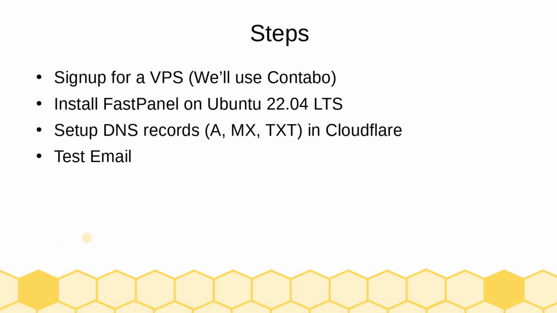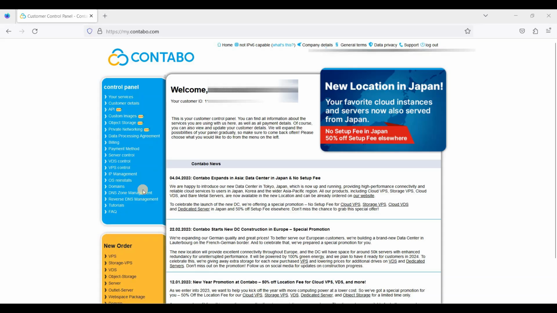And next, we will set up DNS records, the A record, MX record, and TXT record in Cloudflare. And of course, you need to have a domain name, and I will be using Namecheap. I will set it up later on. And next, we will add an email account in FastPanel and send a test email. So let's get started.